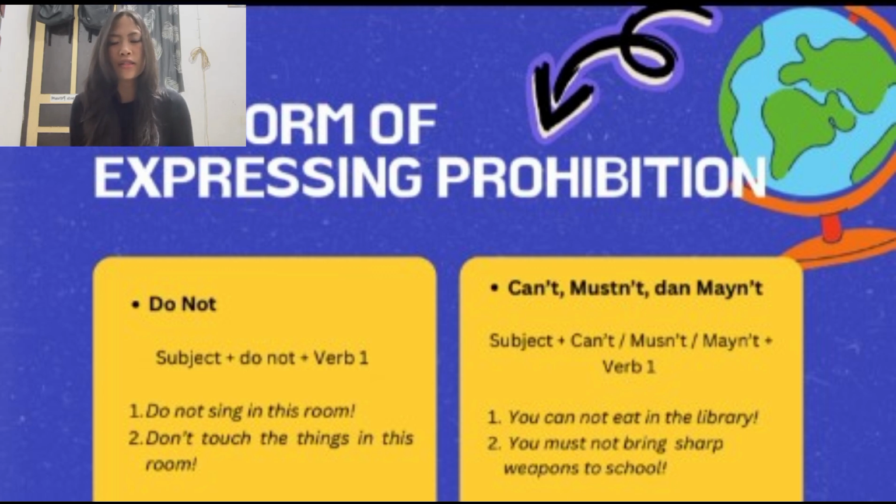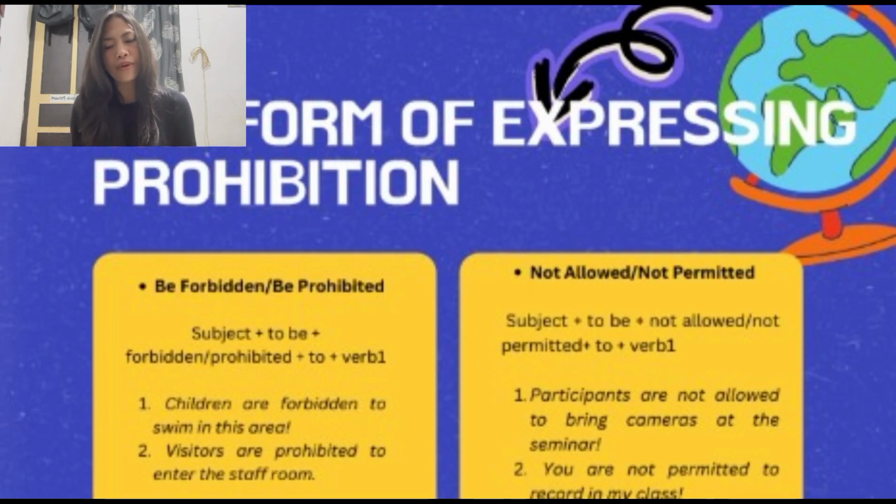And next is be forbidden or be prohibited, and the form is subject plus to be plus forbidden or prohibited plus to and verb 1. And the examples are children are forbidden to swim in this area. Visitors are prohibited to enter the staff room. So you will usually see this on official signs or warnings, like in parks, museums, or government buildings.